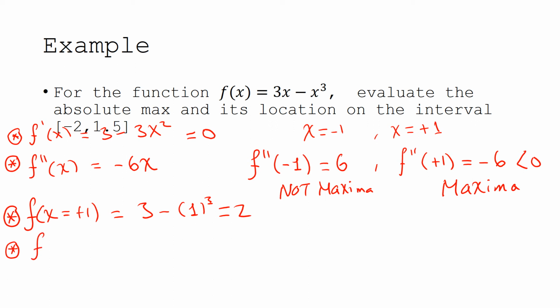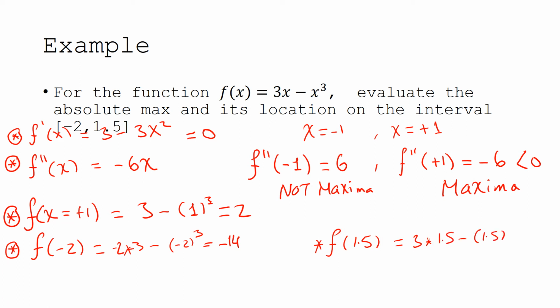So we need to compute f of minus 2. f of minus 2 gives us 3 times minus 2 minus minus 2 cubed. This is equal to negative 14. And compute the function value at the other end of the range, 1.5. So this gives us 3 times 1.5 minus 1.5 cubed, and this is equal to 1.125.